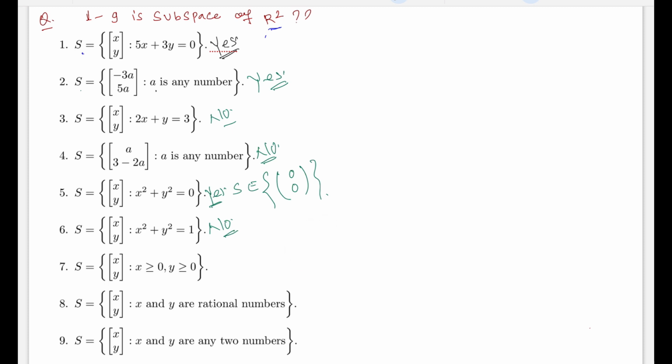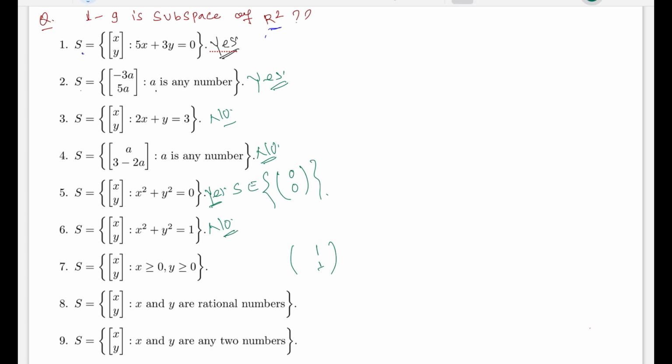It will not be closed under scalar multiplication. Let's say 1 1 will be there in this set, right? Because this 1 is greater than or equal to 0, and the second component is also greater than or equal to 0. It is satisfying this condition. That means this particular vector is an element of this set S, right?